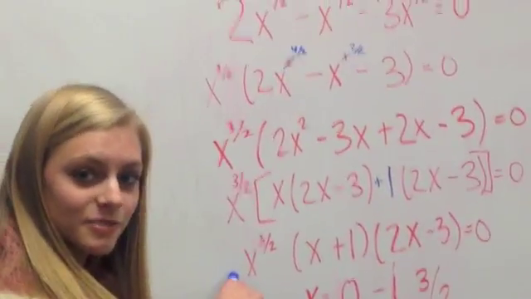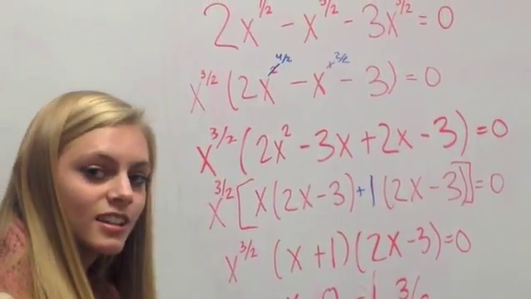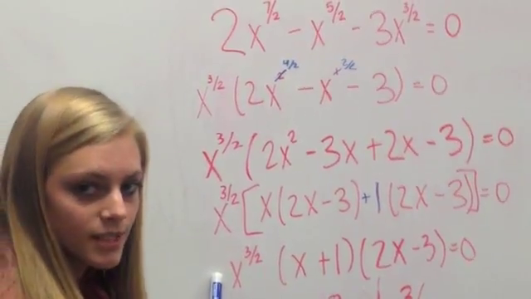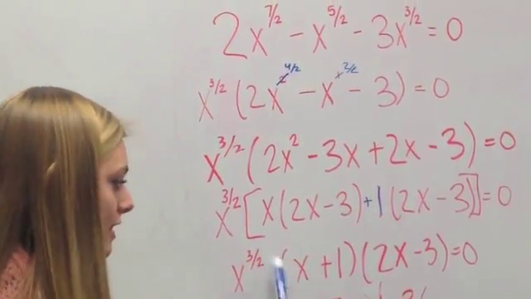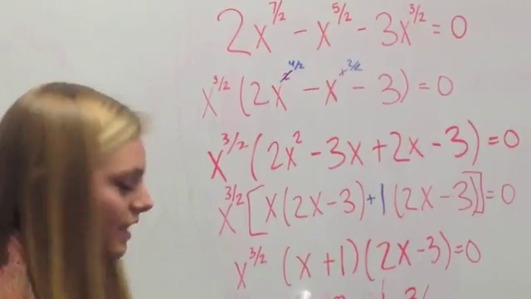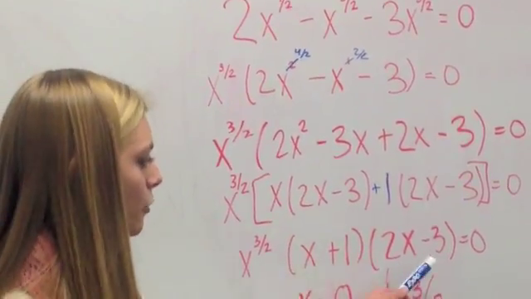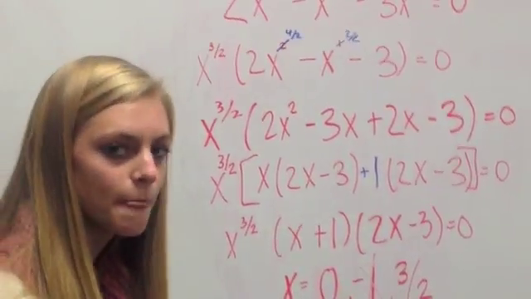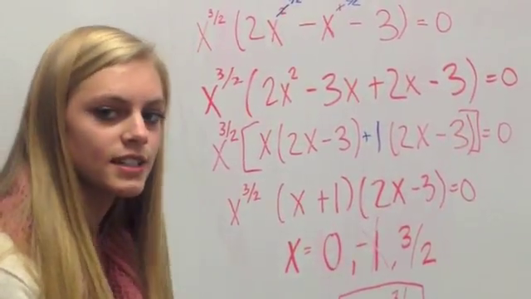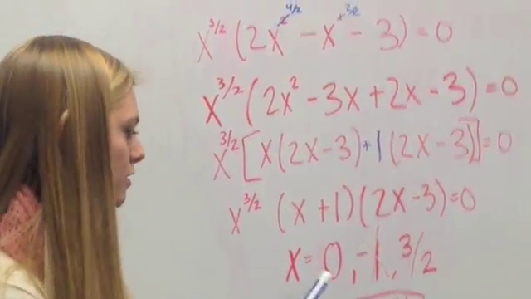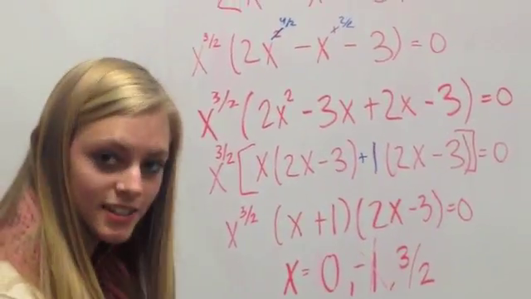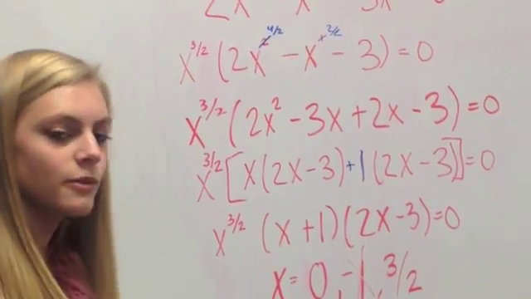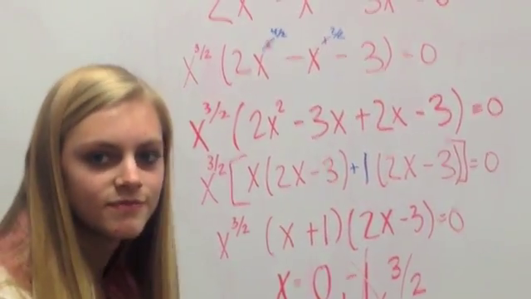This cannot be 0. Right. So in order for it to be 0, this x is 0. In order for this part to be 0, x is negative 1. In order for this part to be 0, x would be 3 over 2. But negative 1 is not a solution. Would you say it's an extraneous solution? It is an extraneous solution. Okay. Therefore, x equals 0 and 3 over 2. Gotcha.